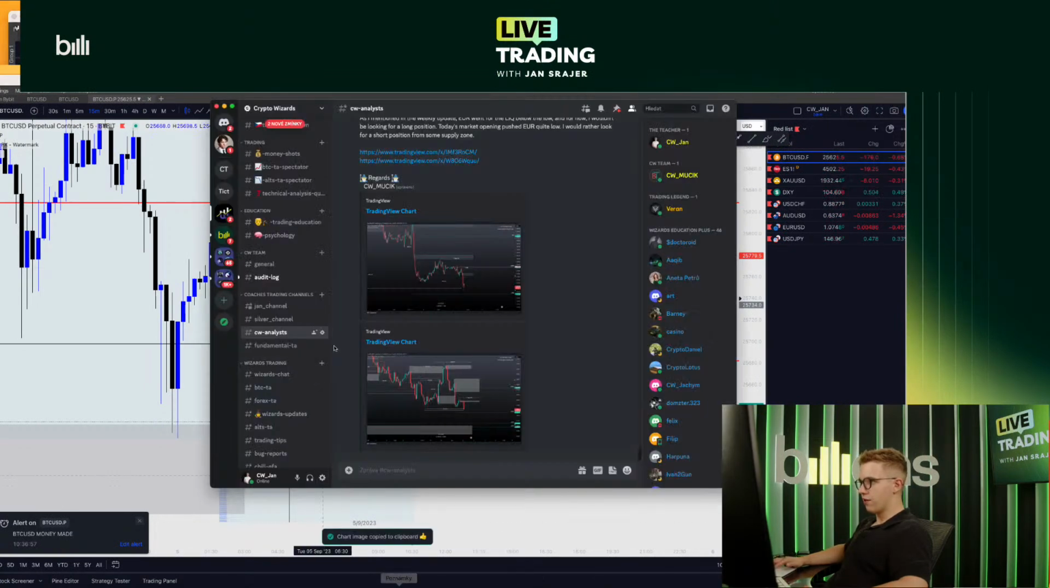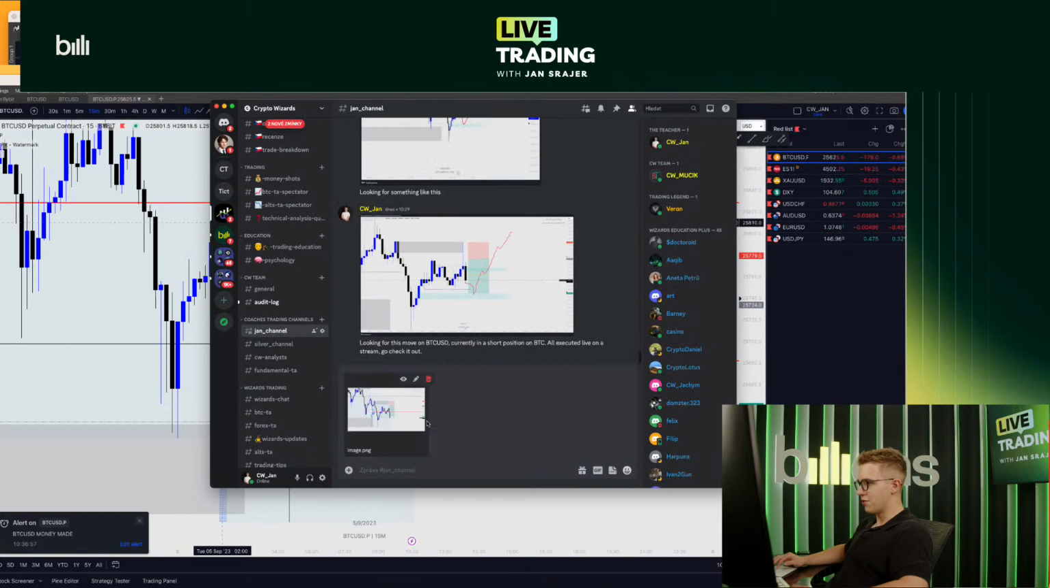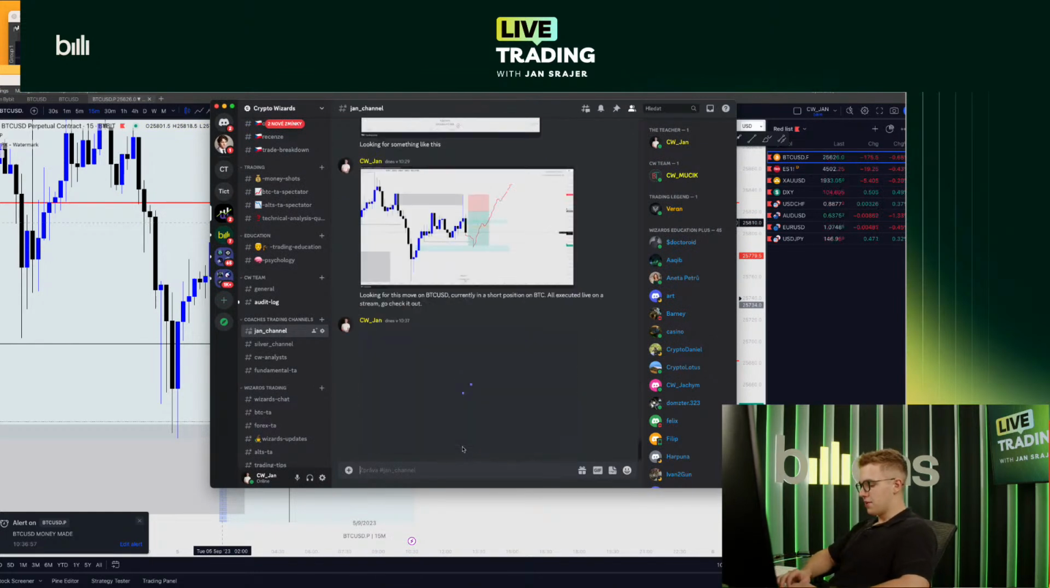Once you know how to read the order flow, once you know how to use these things that I'm showing you here, then trading becomes pretty mechanical.